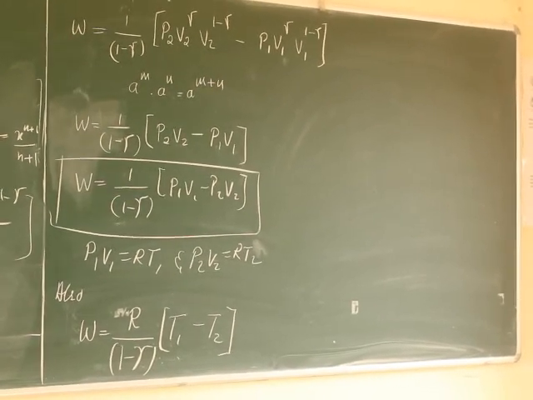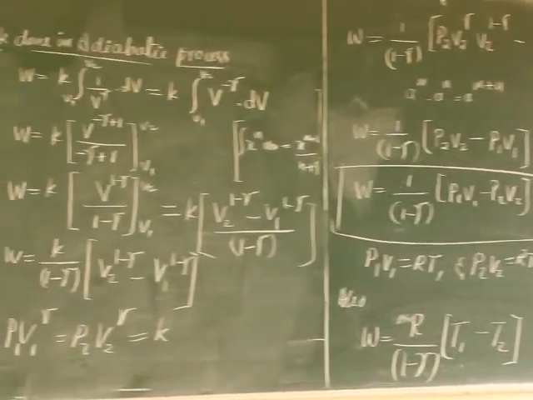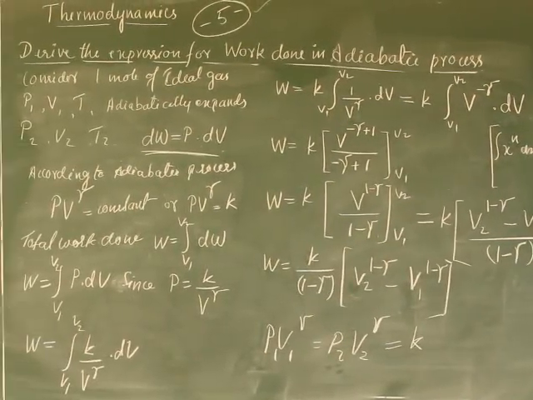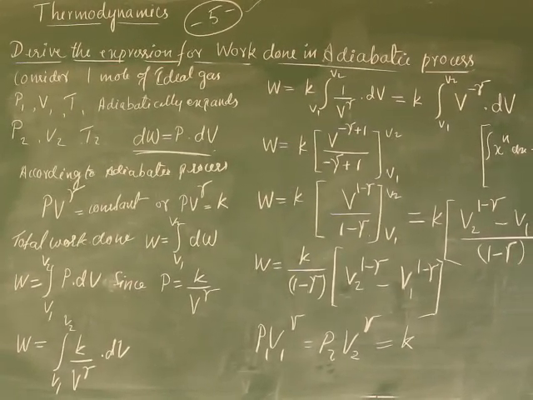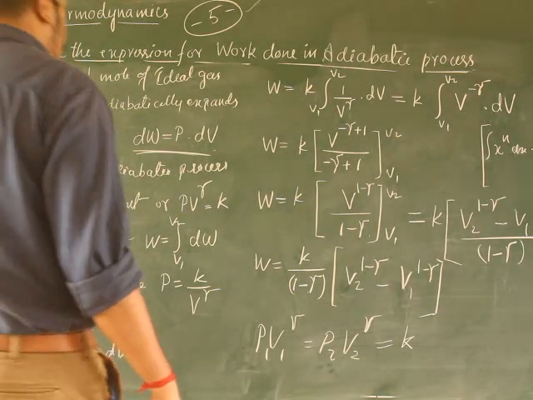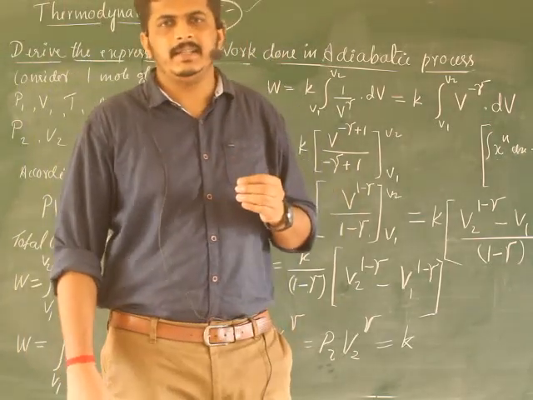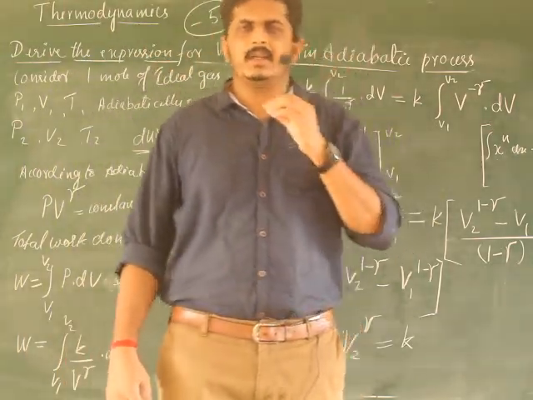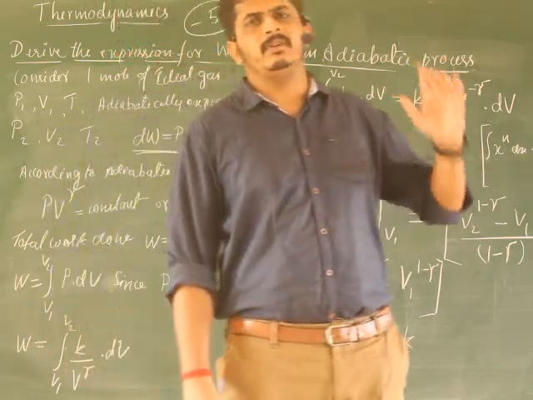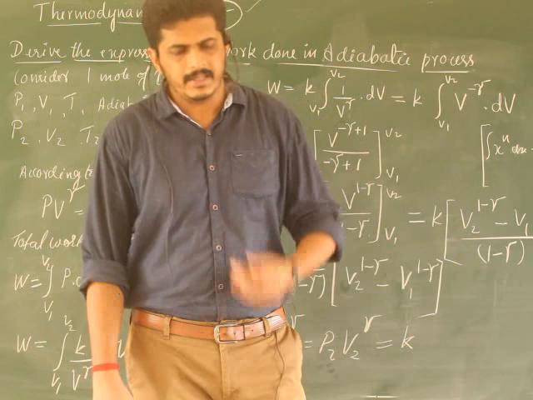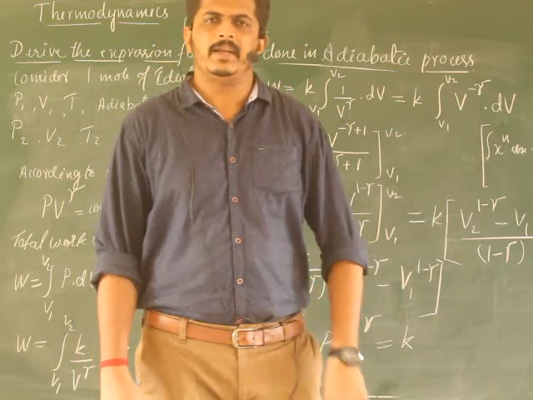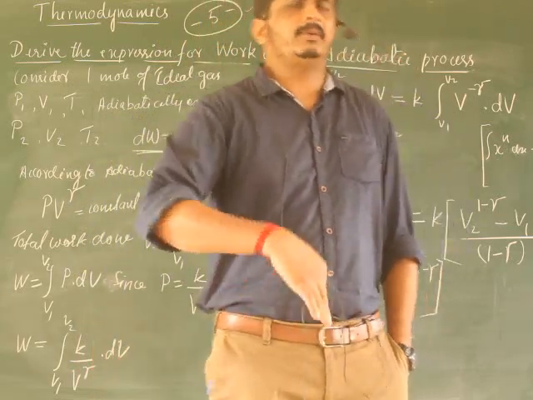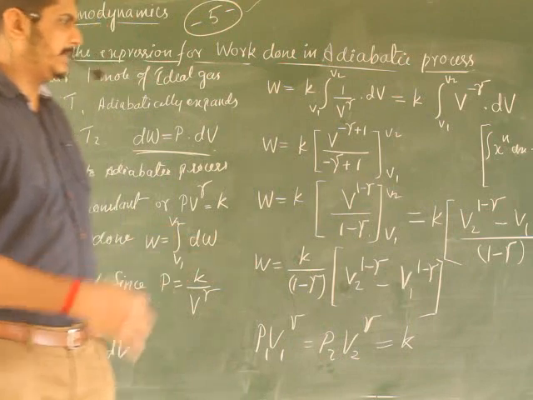So, let us get back to the derivation now. I will explain. So, look at there. So, derivation is, what is that? Derive the expression for work done in adiabatic process, students. So how to start initially? You have to start with, consider 1 mole of ideal gas. Let P1, V1, T1 be the initial pressure, volume and temperature. Let the gas expand adiabatically so that the pressure, volume and temperature become P2, V2 and T2.